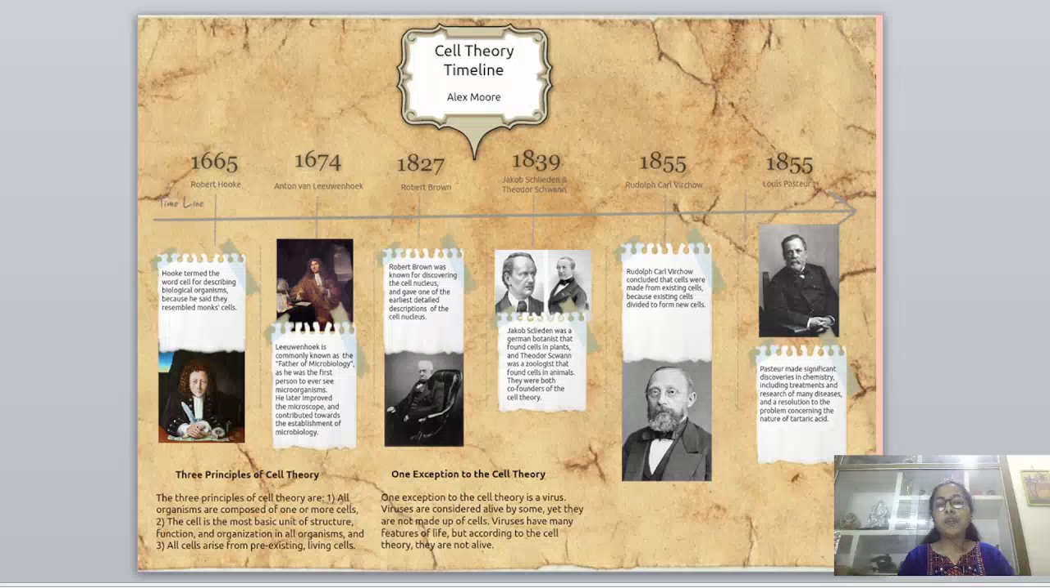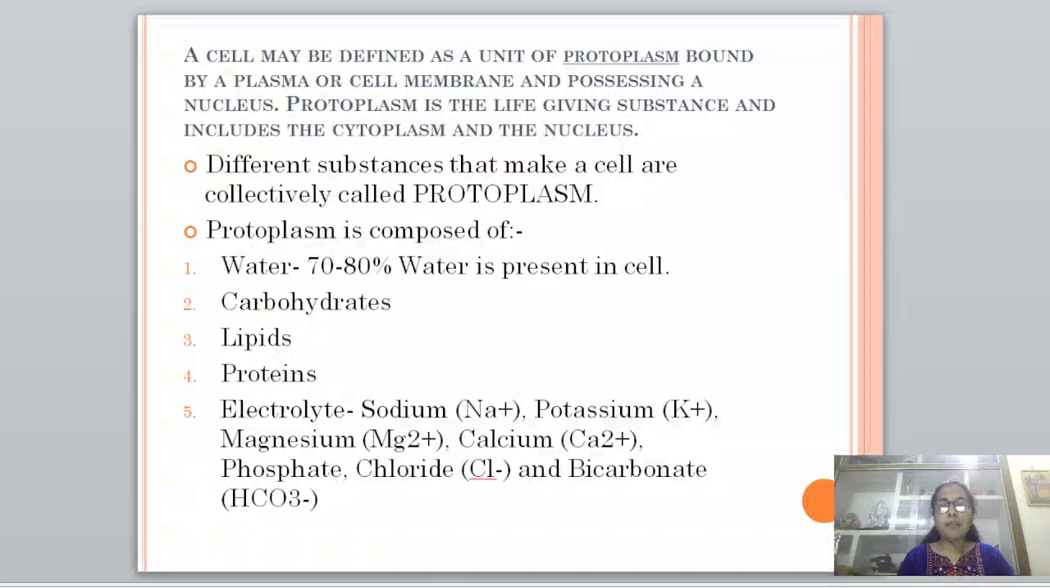Now, how can you define a cell? A cell may be defined as a unit of protoplasm bound by a plasma or cell membrane and possessing a nucleus. Now, what is protoplasm? Protoplasm is the life-giving substance and includes the cytoplasm and the nucleus. So, protoplasm is what? Cytoplasm and nucleus. And a cell may be defined as a unit of protoplasm.